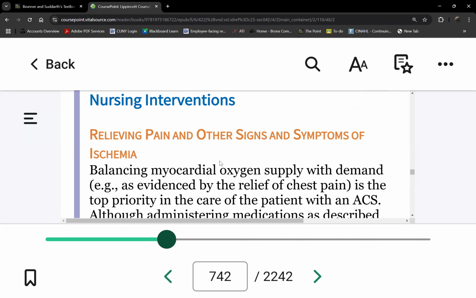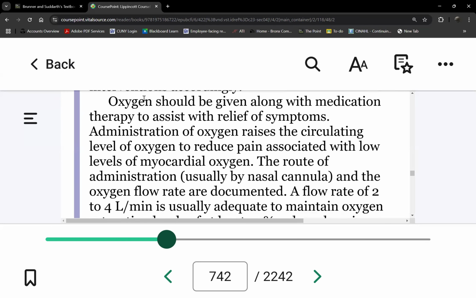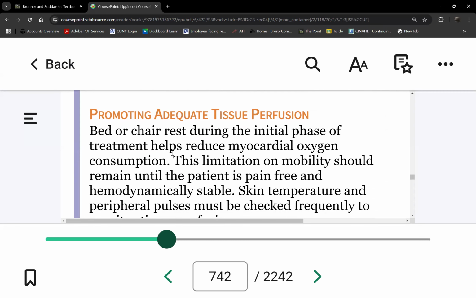For nursing interventions, we said MONA, correct? But what's the actual order? ONMA or ONAM. Same thing next week for Carl Shapiro. In what order do you implement them? ONMA or ONAM. So oxygen, then nitro, morphine, and aspirin. Activity will definitely be bed rest.